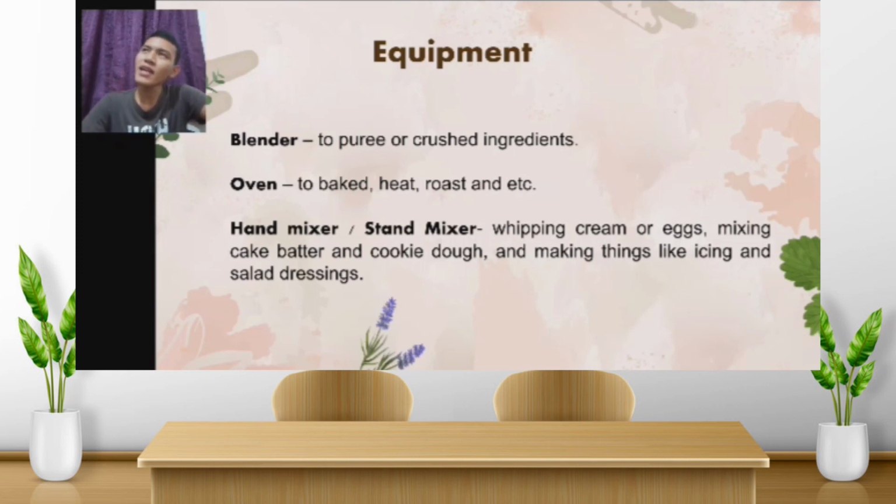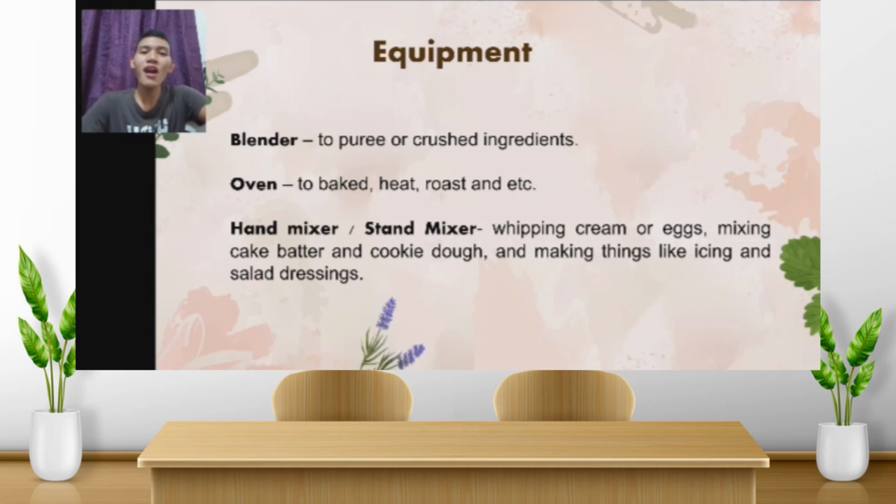I think there are a lot of them, but these are the most commonly used in the baking process that I've encountered and experienced, the ones I've seen that are mostly useful in the baking process. We have the blender. It is to puree or crush ingredients, especially nuts, and ingredients that need to be blended. Yes, that is what you use to really crush them, okay?